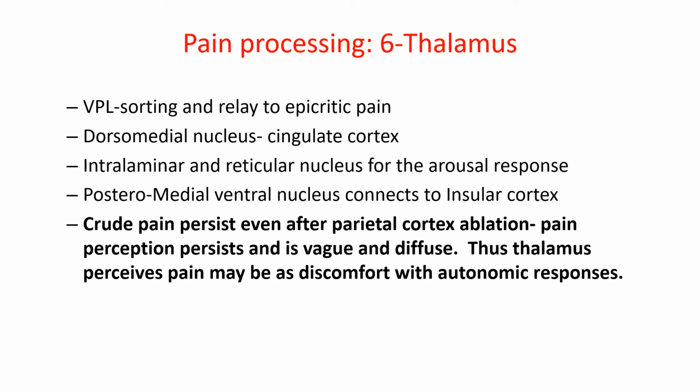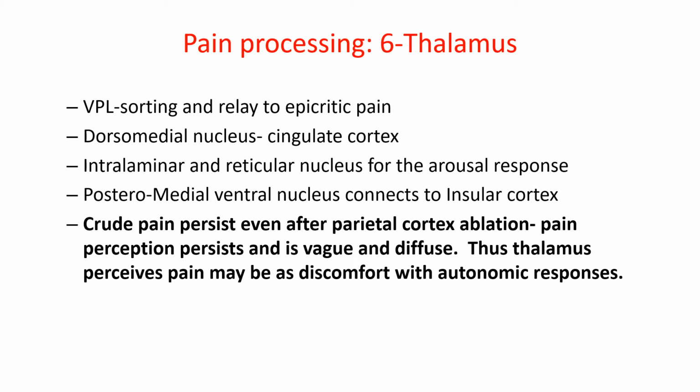Pain processing in thalamus. Thalamus is a part in which the pain is partially processed, because the thalamotomy or ablation of the parietal cortex do not abolish the pain. The pain persists and it is vague and diffuse, along with all other autonomic responses and discomfort. So that means thalamus primitively processes the pain.